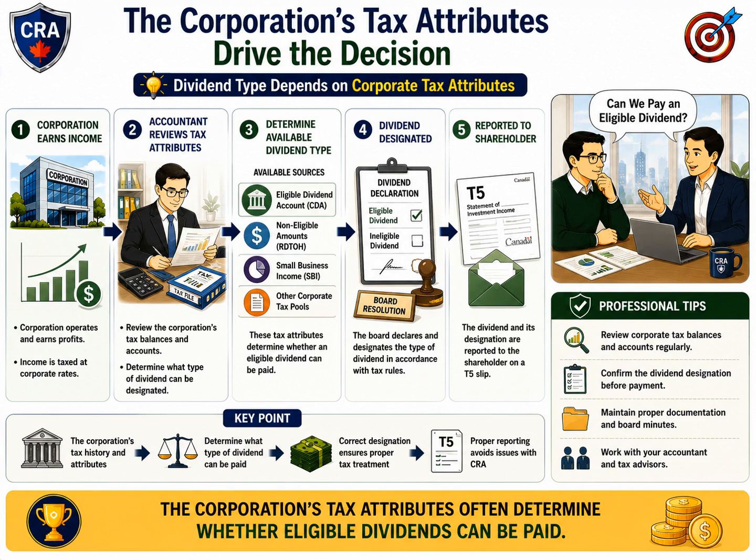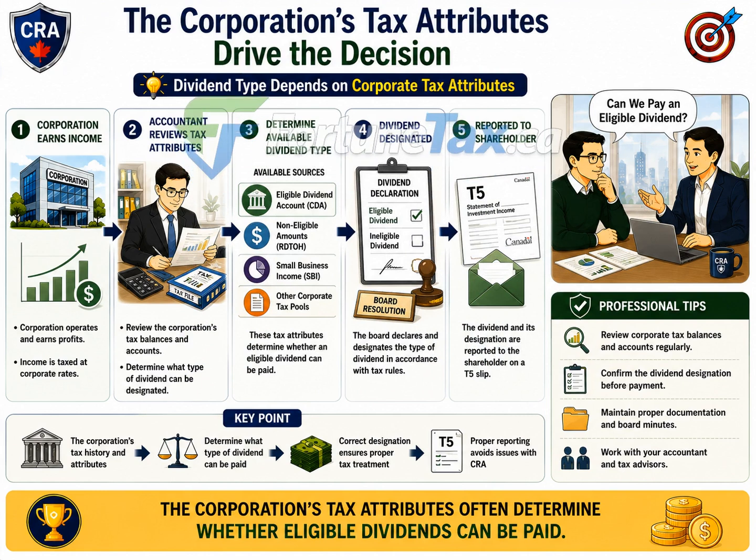Once the available options have been reviewed, the corporation formally designates the dividend. This designation is not simply an informal choice. It is an important step that should be properly documented through corporate records and dividend declarations. The board of directors typically approves the dividend and records the appropriate designation as part of the corporation's documentation process.